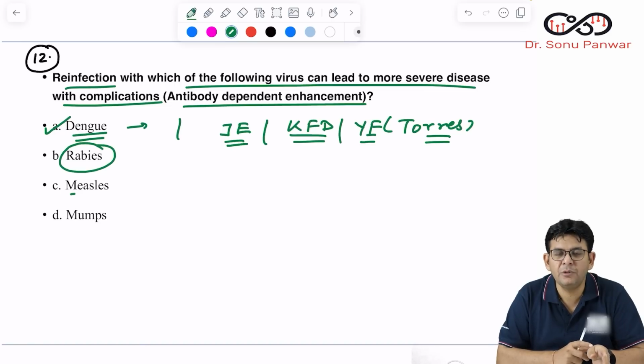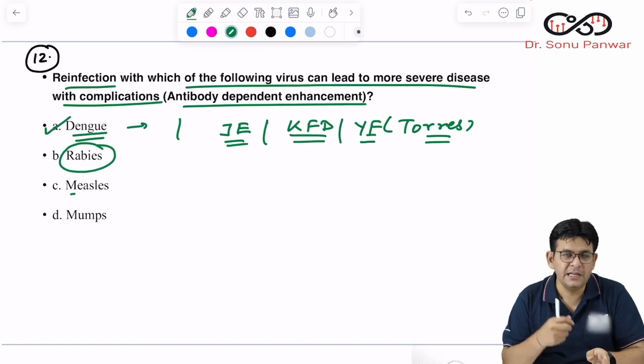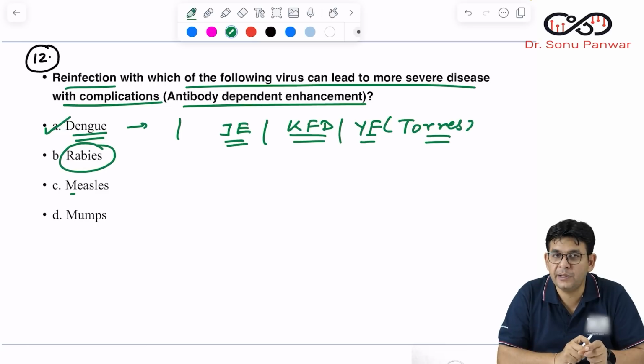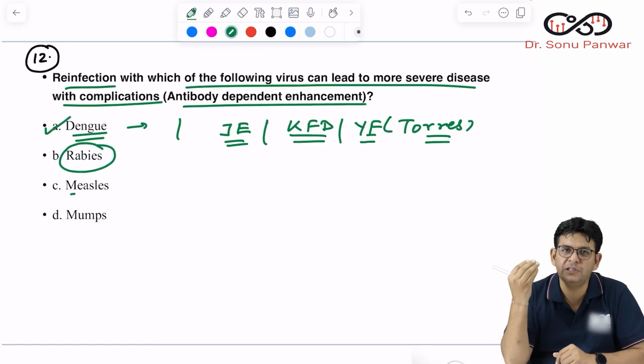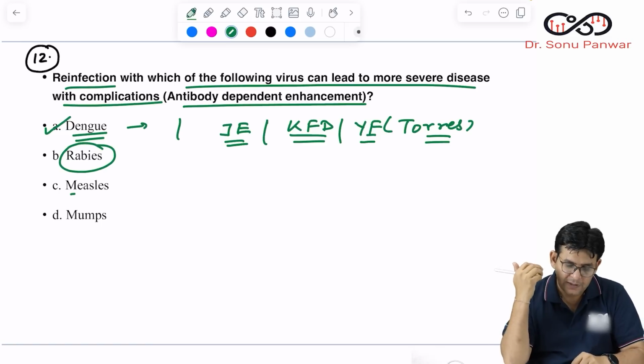Now, in the antemortem diagnosis, you go for what? That is nape of neck hair follicle biopsy and corneal smear. You can go for RT-PCR, you can go for direct fluorescent antibody testing, that is antigen demonstration using antibodies. And postmortem depends on Negri bodies by Seller's stain. And which two places in India are there where rabies is not present? Lakshadweep and Andaman and Nicobar Islands.